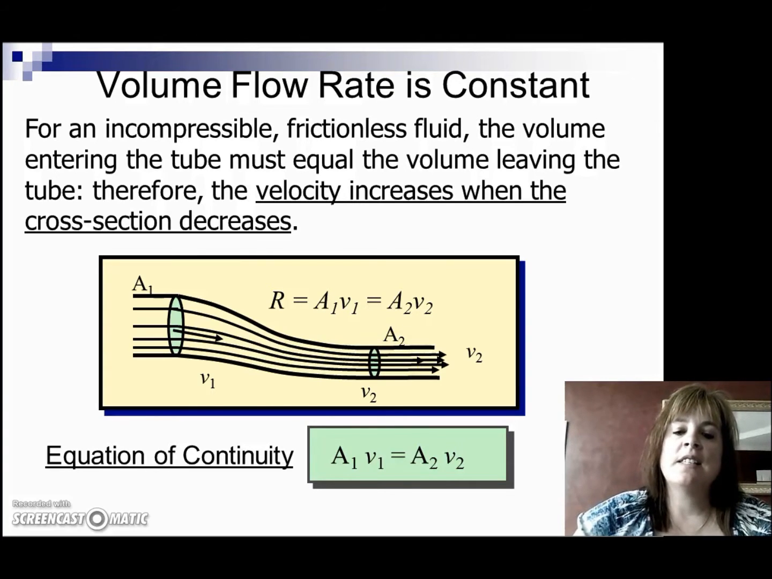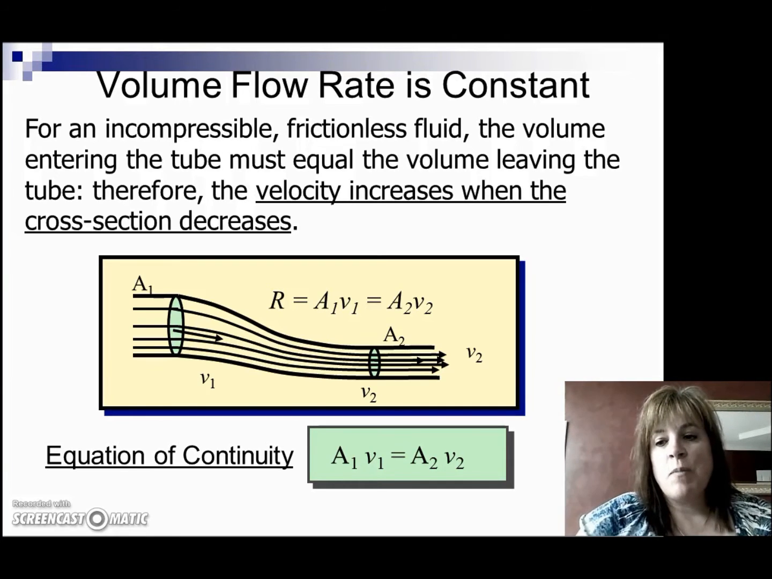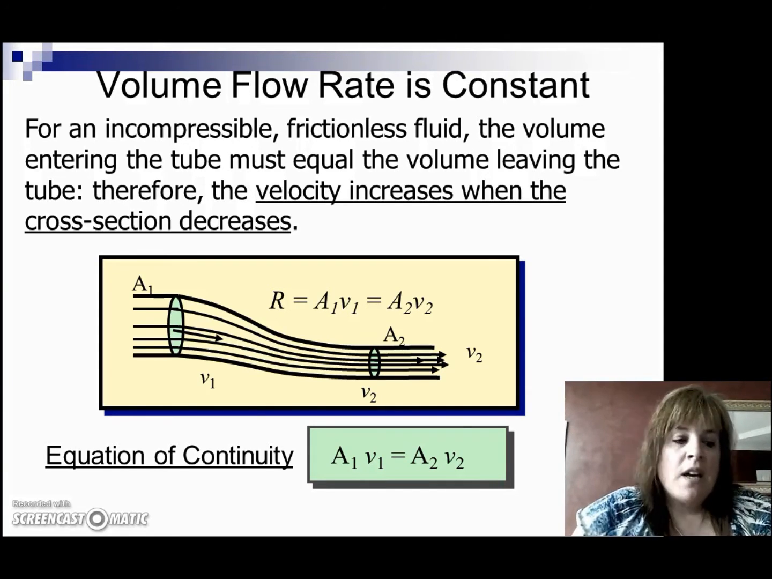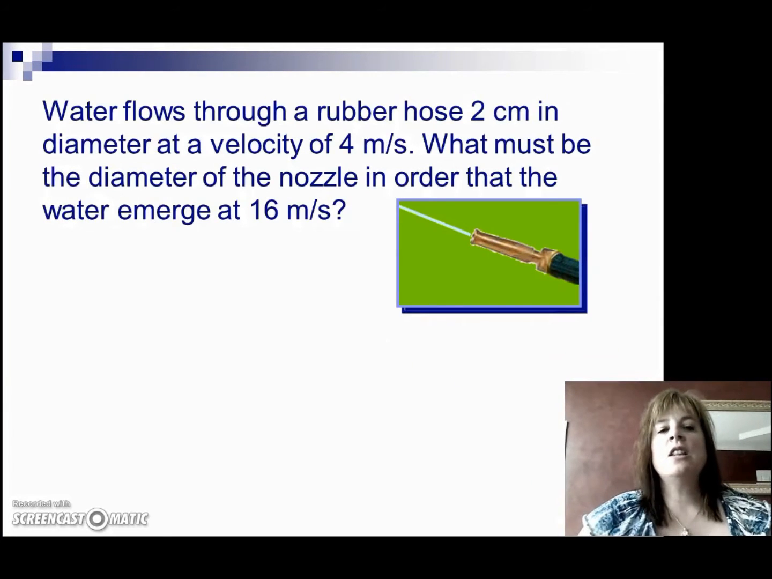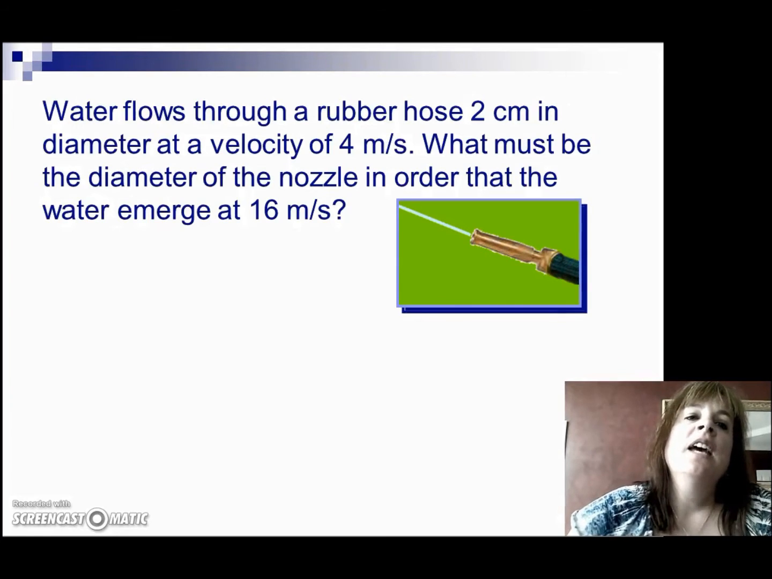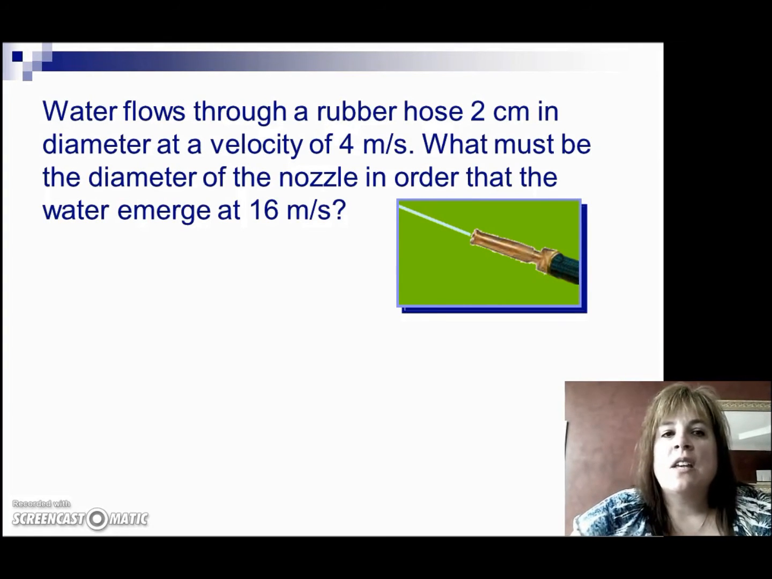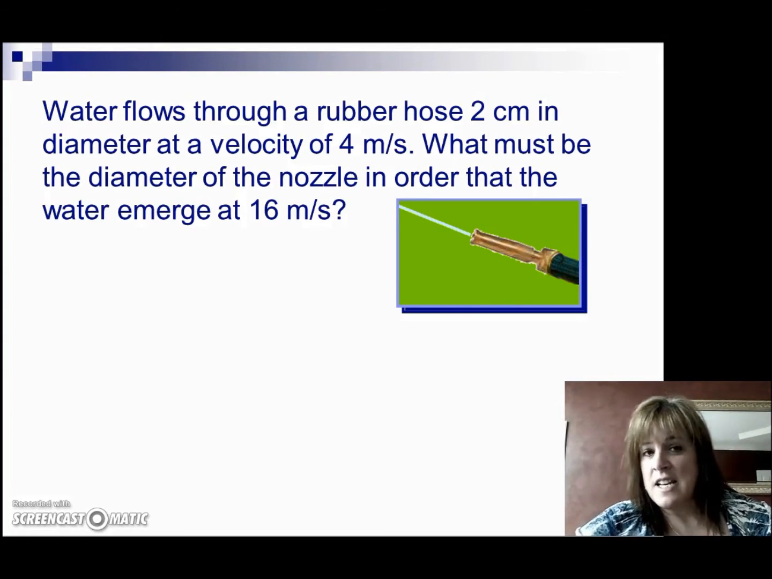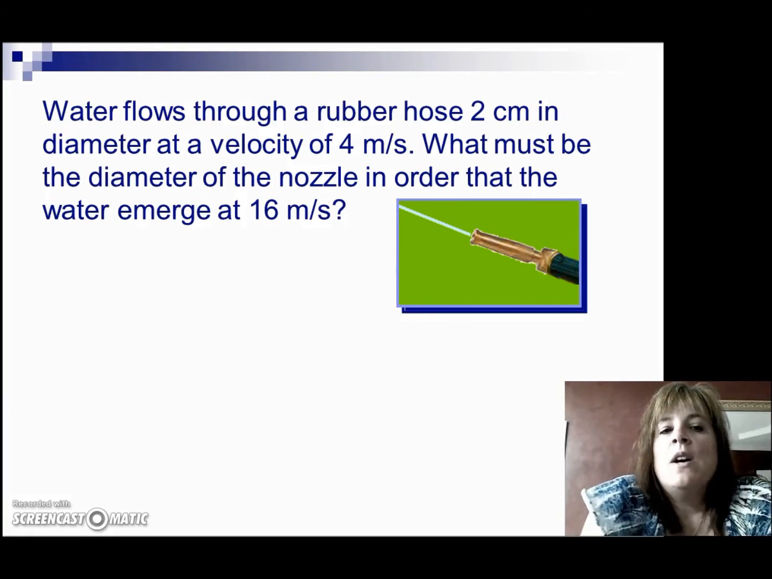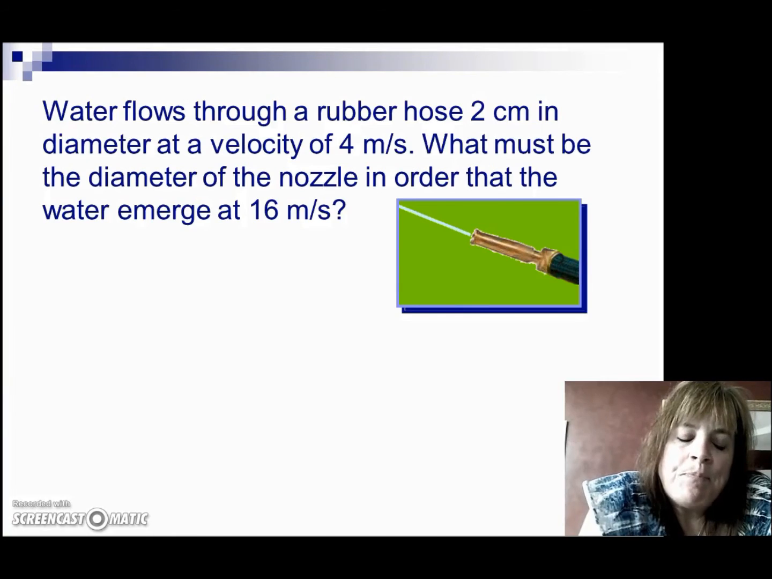The equation of continuity says that the area in one section of pipe times its velocity is equal to the area in another section of pipe times its velocity. And this comes from the fact that the volume rate of flow of an incompressible frictionless fluid in a pipe has to be constant. Let's take a look at a type of problem that uses the equation of continuity. Here I have a hose that has a 2 centimeter diameter when the velocity of the fluid is 4 meters per second. If I want to squirt my friend some distance away, and I did some calculations, and I need that speed to be 15 meters per second, what does the diameter of this nozzle have to be?